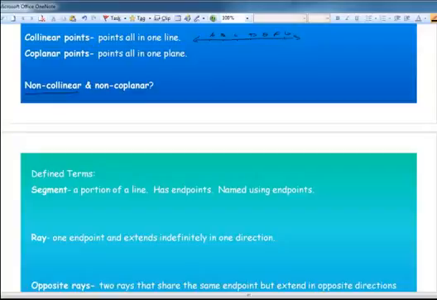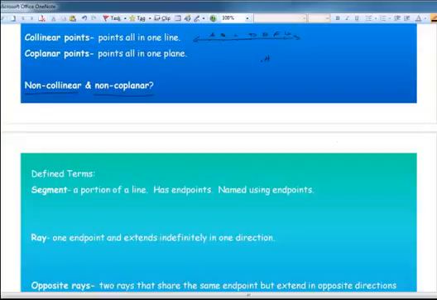And coplanar points is saying points all in one plane. Now we're talking about points that are all on the screen. Points A, B, C, D, E, F, G, and H. They're all on this computer screen that you're looking at. But if we had one point that was not on the computer screen, we pulled it up above it, talking about the idea of space, that's the idea of non-coplanar.